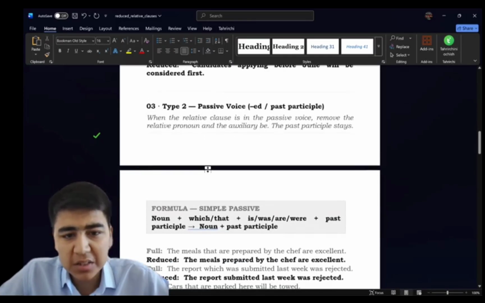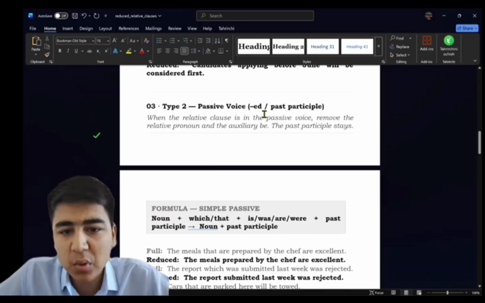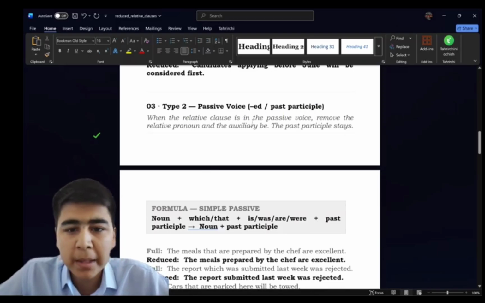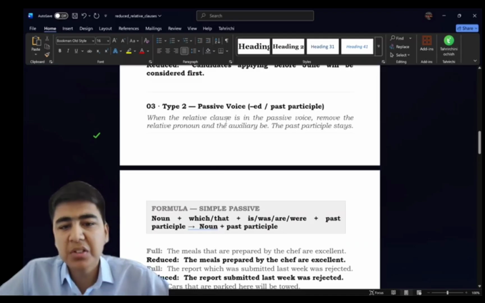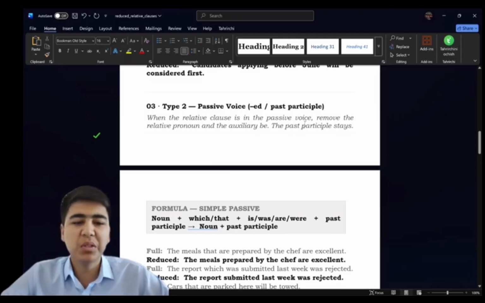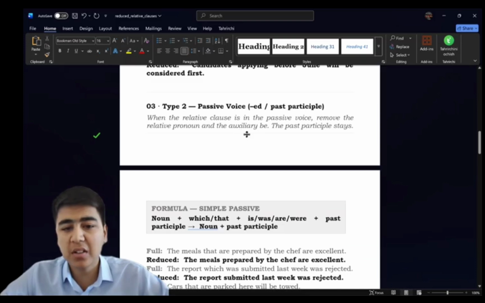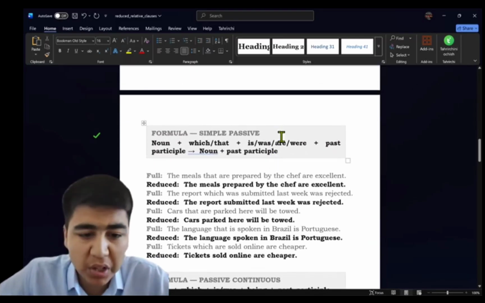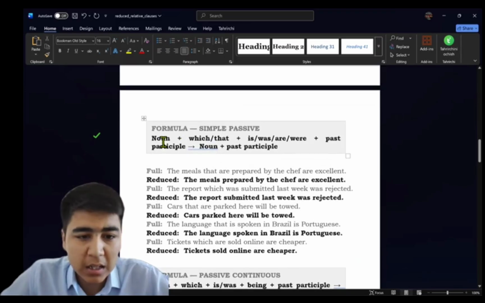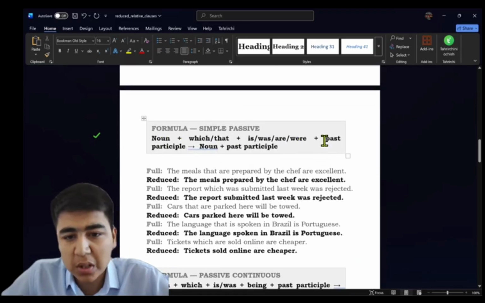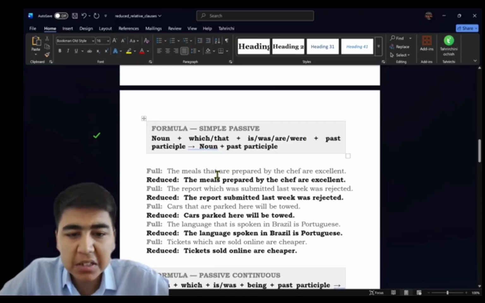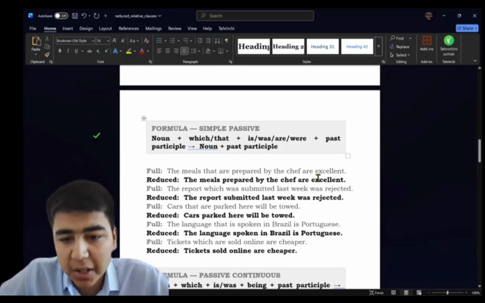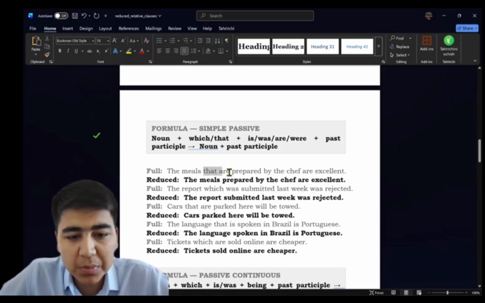So next, let's move on to the next type. Type 2, passive voice, ed, and past participle. When the relative clause is in the passive voice, remove the relative pronouns and the auxiliary verb to be. So the past participle stays. As I mentioned before, here you can see noun which, that, is, was, where past participle will be noun past participle, like the meals that are prepared by the chef are excellent. Here we delete this part.